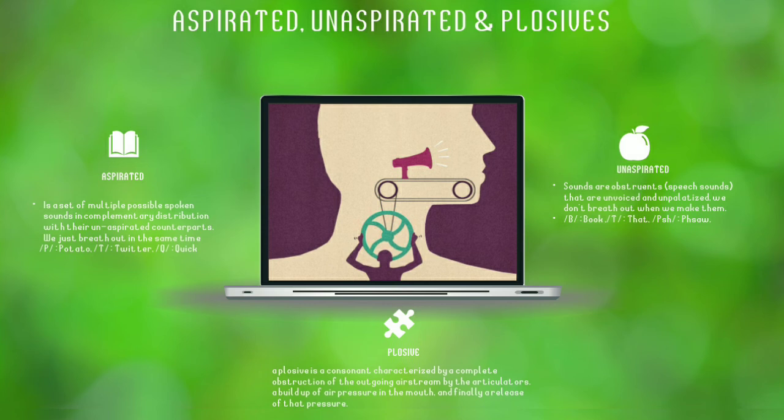The last one is linguo-velar plosives. It is a sound in which the flow of air out of the body is interrupted by touching the back of the tongue to the velum, the soft part of the roof of the mouth. It's about as far back in the mouth as can be reached with the tip of the tongue. For example, cook, ask, duck, and good.